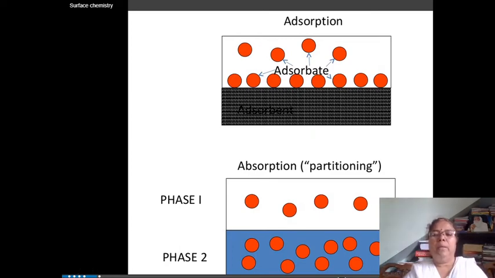While the process of absorption is a partition. Suppose this is phase 1 and this is phase 2. The phase 1 molecules penetrate into phase 2 and this process is our absorption, while adsorption occurs at the surface only.